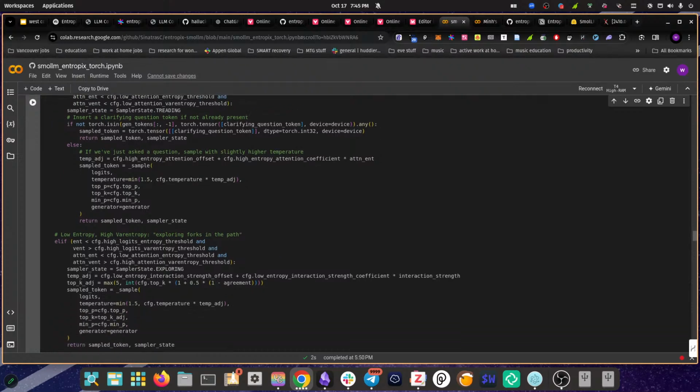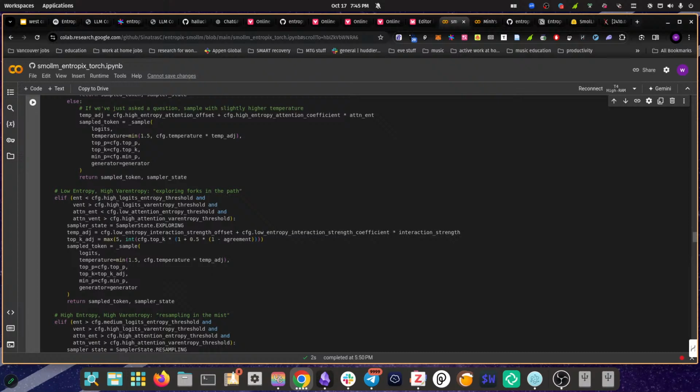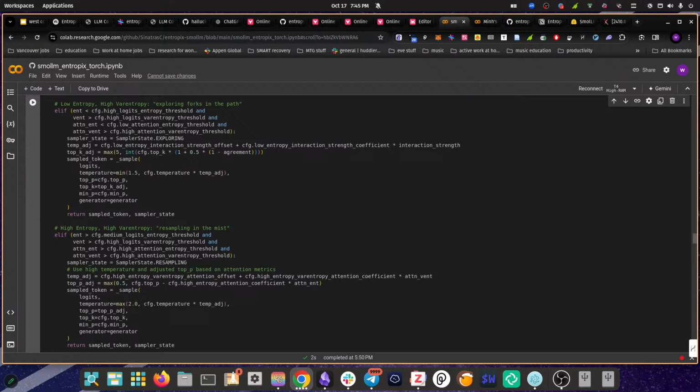Low entropy, high var entropy, we're exploring forks in the path, so what we're going to do is adjust the temperature, adjust the top K, and then sample logits, and then get, looks like a temperature adjustment of 1.5 times, so we're going to crank it up as far as we can go. Or not as far as we can go, but like a bunch. And then high entropy.